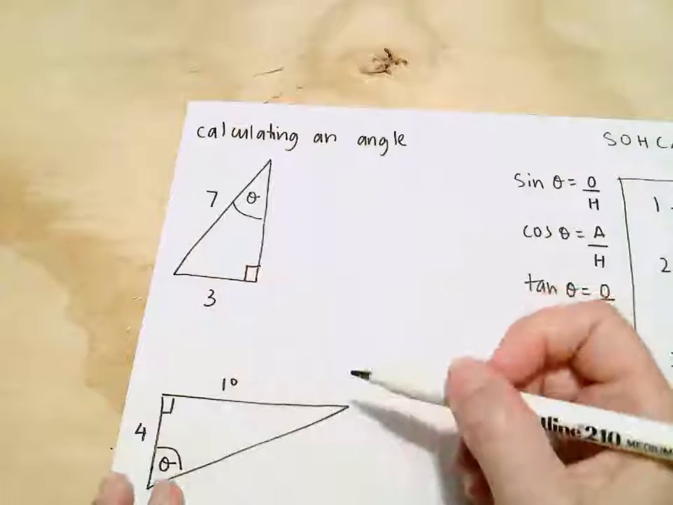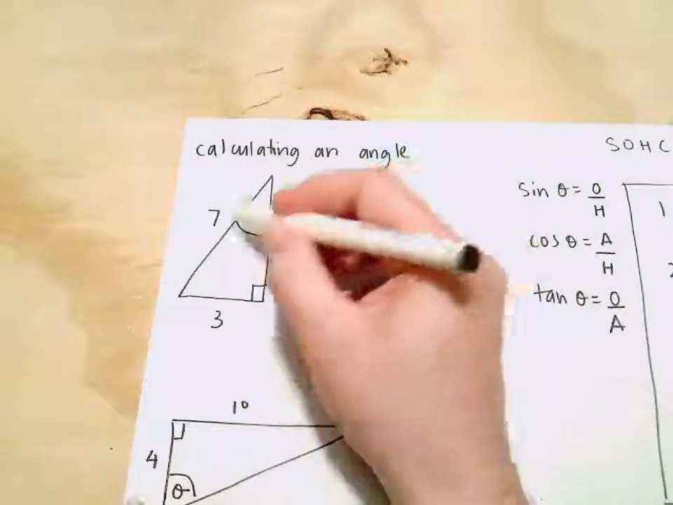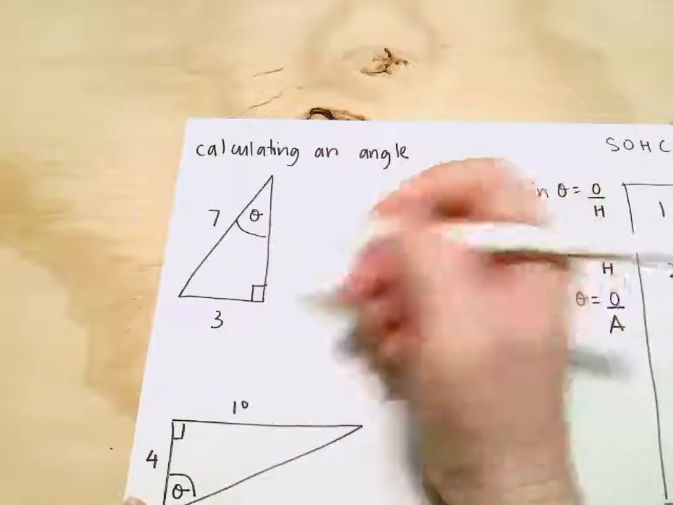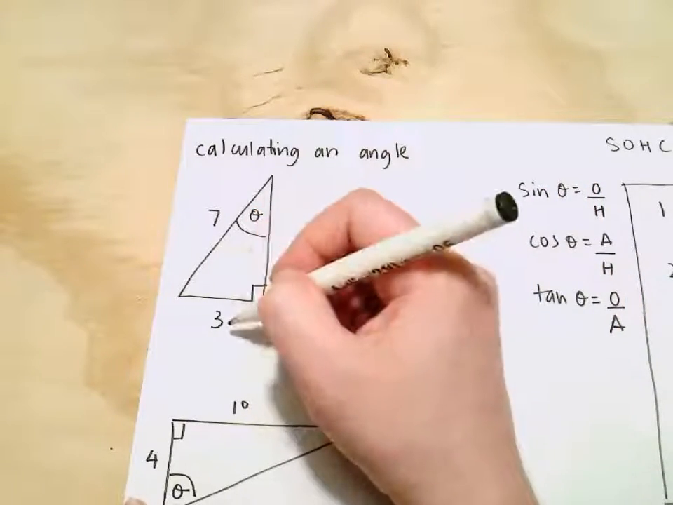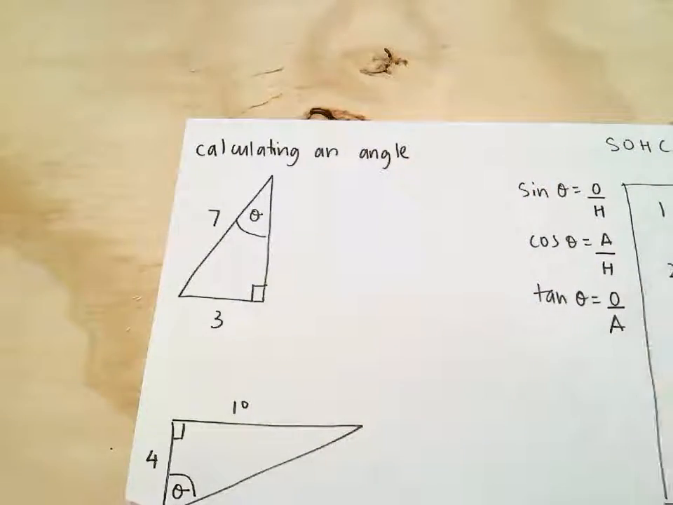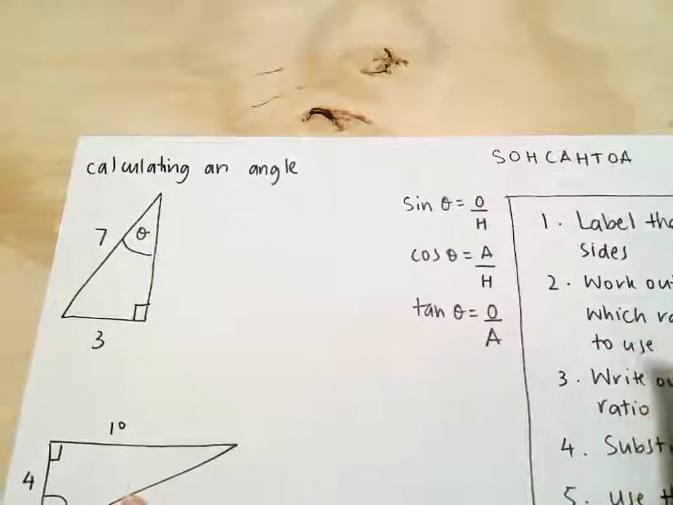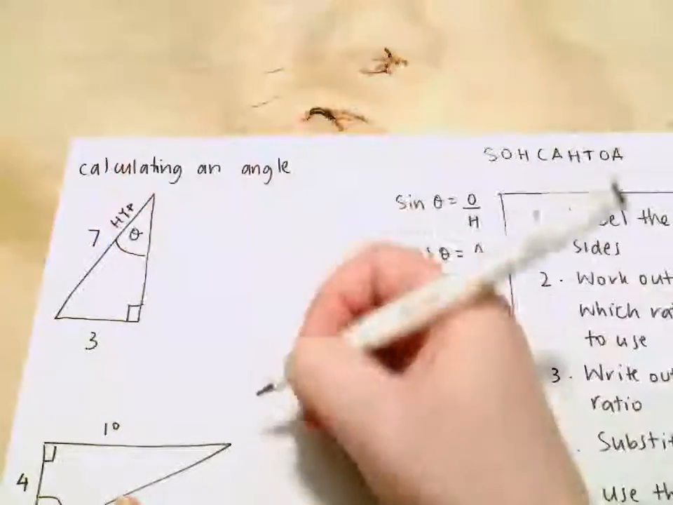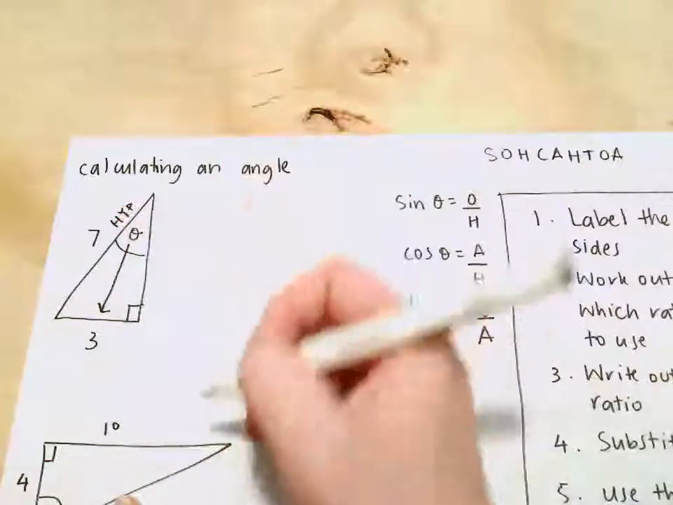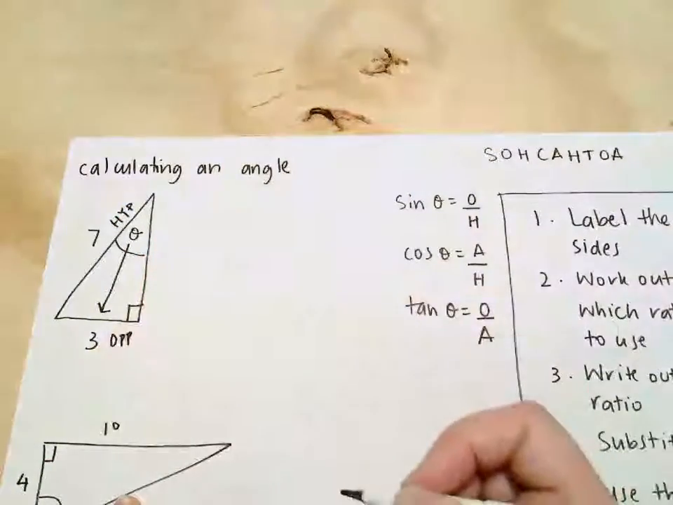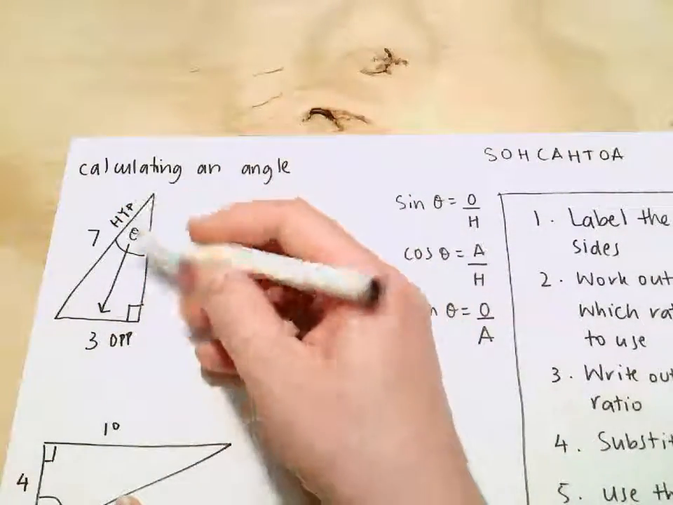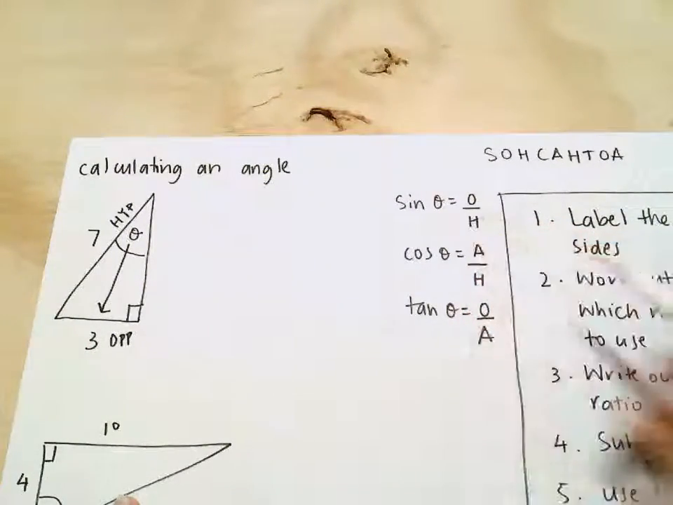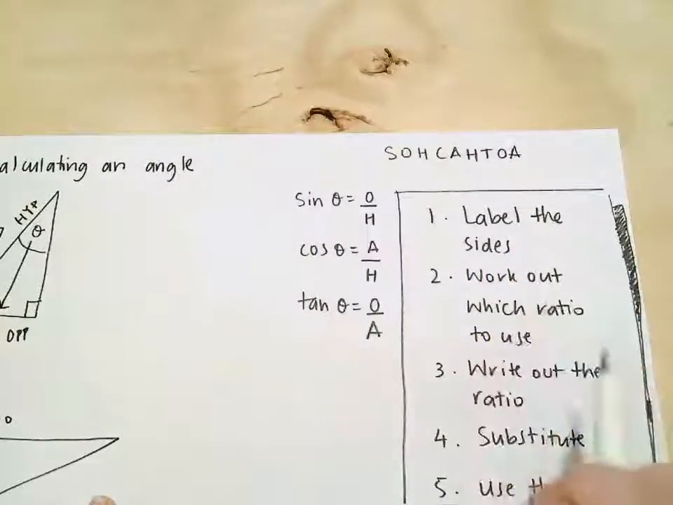So let's have a go at this first question. Here's my angle that I'm trying to work out. You can see that it's calculating an unknown angle because I've got the theta there. And as needed, I'm given two sides. I need to begin by labelling those sides. This 7 here refers to my hypotenuse because it's the longest side. And this 3 is clearly opposite my angle. So I'm interested in the ratio that involves opposite and hypotenuse. I'm interested in the sine ratio.